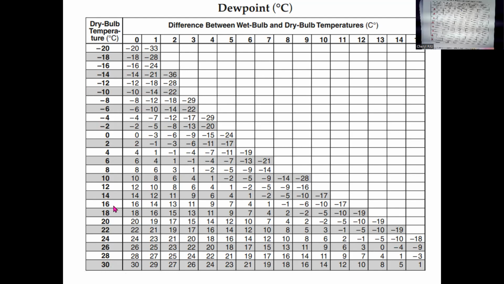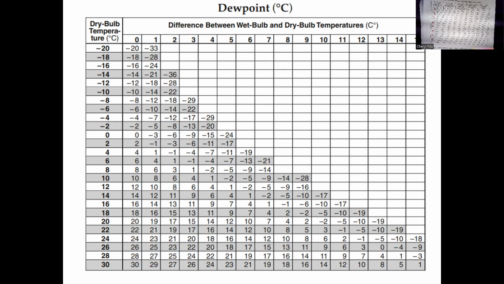So again, we have a dry bulb of 16. So you find 16, and then you use the difference, which is on the top. So 7. So we do 16 over to 7. 16 and 7. And did you get 1 for that? You did, then you got it correct. That's the dew point.